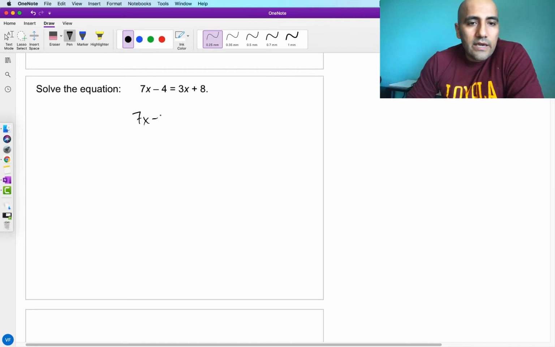So in this case, I'm going to put some space there, 3x plus 8. Of course, we would add 4. As long as you add 4 to that side, you also add 4 to this side.